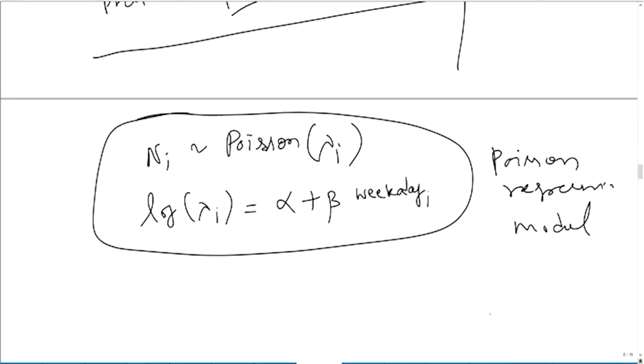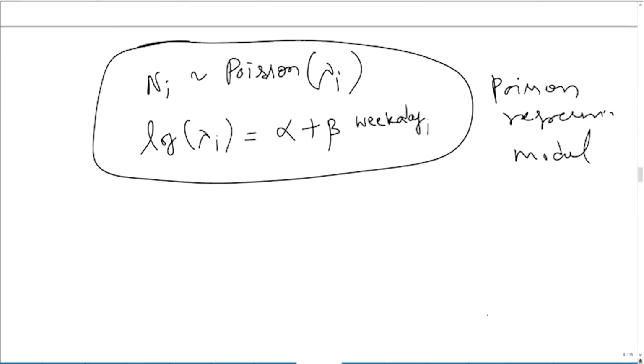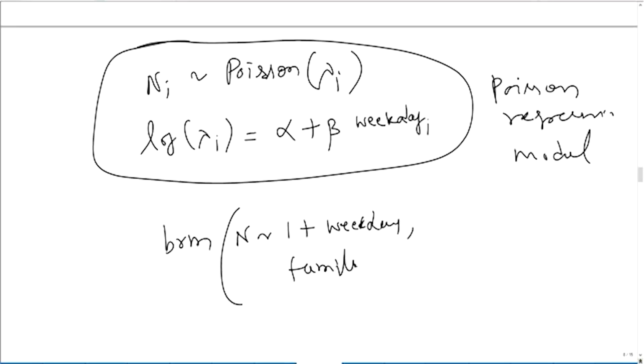How do we set it up in brms? In the same way as you set up a logistic regression, so you don't need to worry much about this. So, let us say this is the number of road accidents and it is predicted by 1 plus this predictor weekday, then family will become Poisson, right. So, up to this point your likelihood assumption is complete.